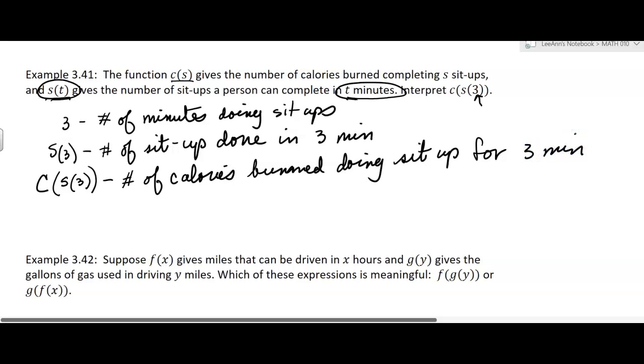So I go through, okay, I'm going to do sit-ups for 3 minutes. My input's 3 minutes, my output is 50. I'm saying I can do 50 sit-ups in 3 minutes. So then 50 is my new input. So I'm going to base the calories that I burn on doing 50 sit-ups. So that's how it's interpreted.